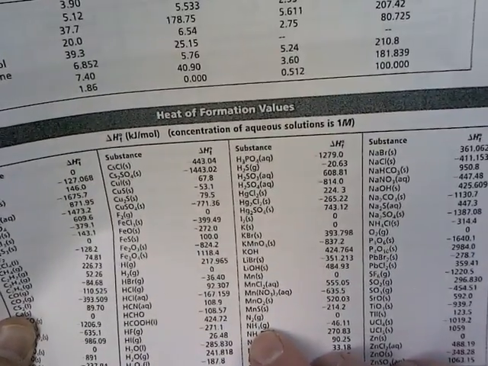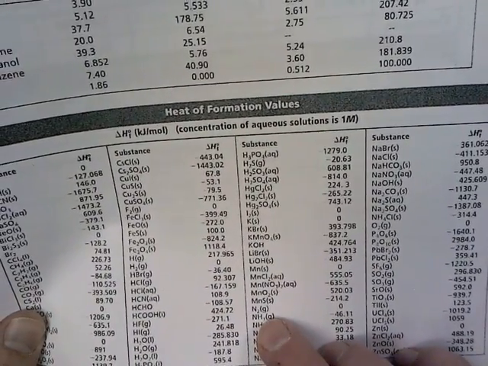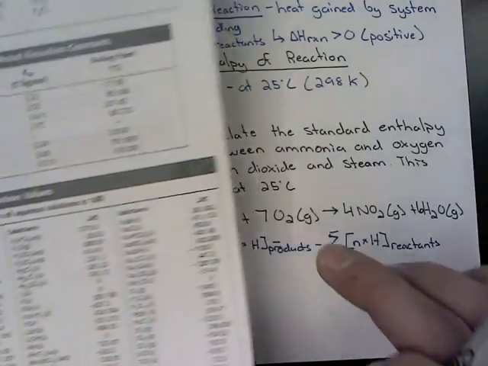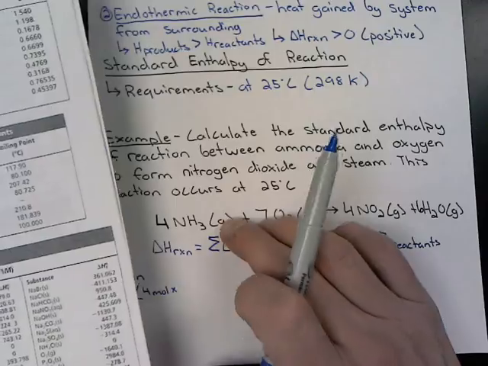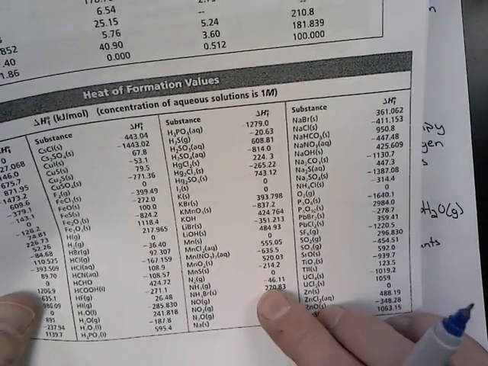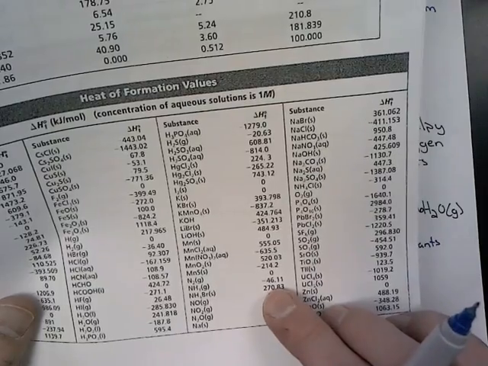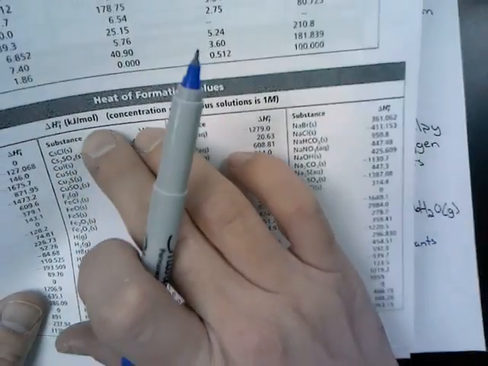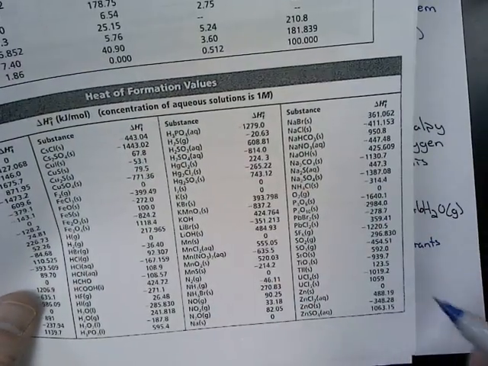Now, what we also have to do is check, does that state of matter match up? For this chart, NH3 is a gas. We want NH3 as a gas, so yes, it does match up. What we have here is negative 46.11, and the unit for this is kilojoules per mole. So we write this down.